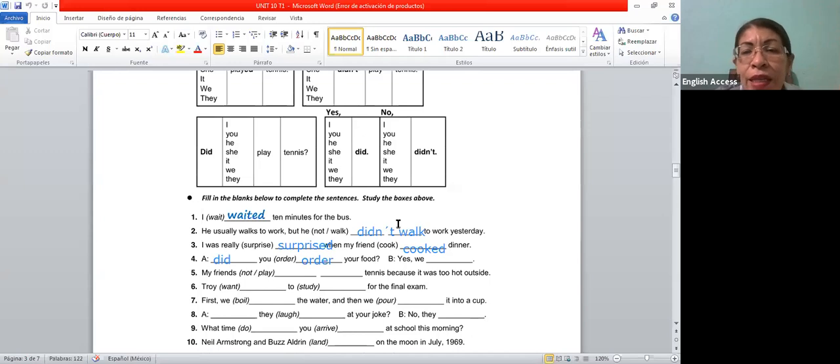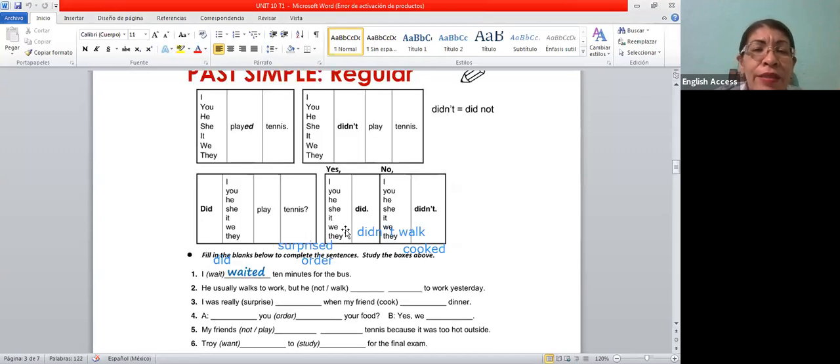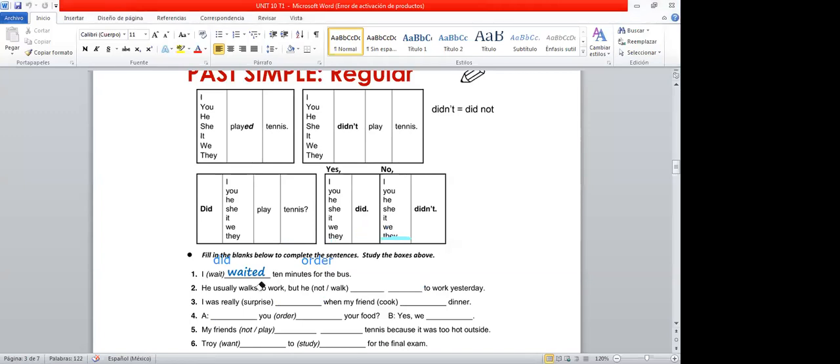Okay. And here you have, let's see, the grammar chart. One more time, affirmative sentences, the verb goes in simple past. Negative sentences, the verb goes in simple form. Questions, one more time, the verb goes in simple form. Okay, guys, do you understand? Yes. Okay, teacher.